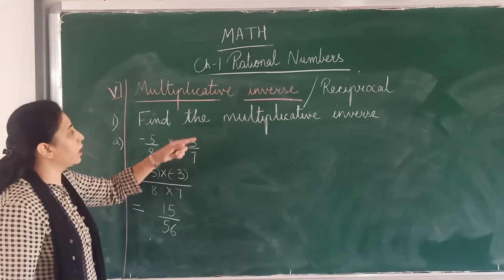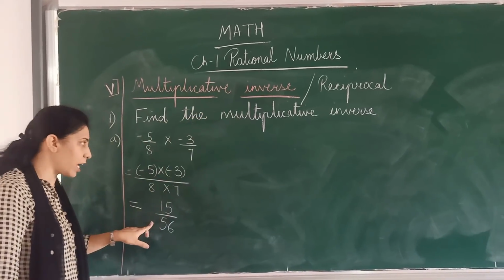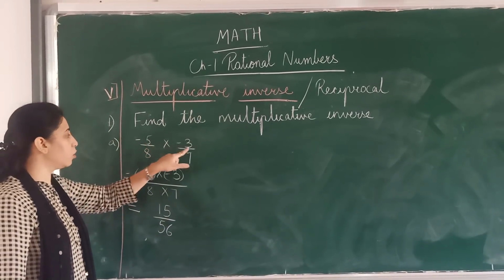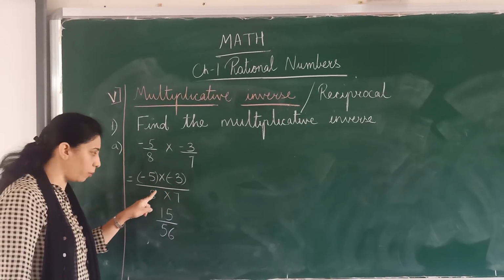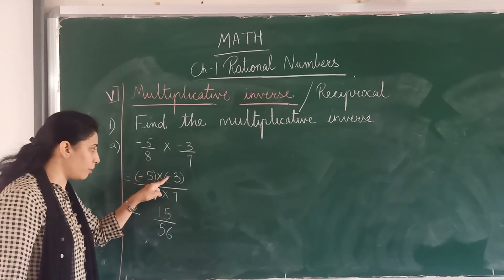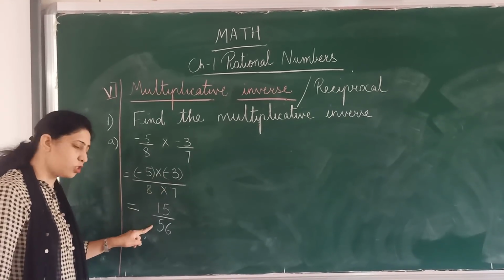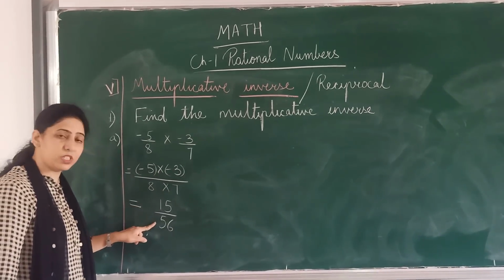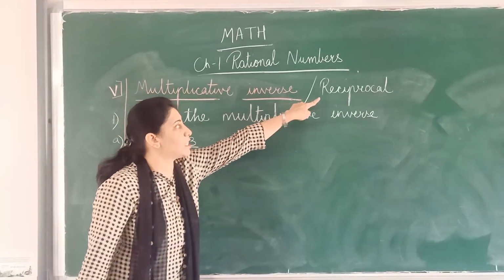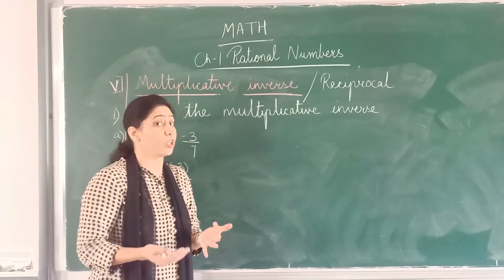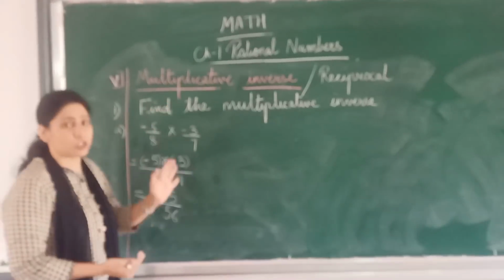Now you have to find out the multiplicative inverse of this rational number. They have given two rational numbers, you have to multiply. So we have multiplied numerator with numerator, denominator with denominator. Minus and minus becomes plus, plus and plus also becomes plus. So 15 upon 56 is the answer. Now you have to find the multiplicative inverse, meaning reciprocal. We have already learned the reciprocal of a fraction, and even for rational numbers.